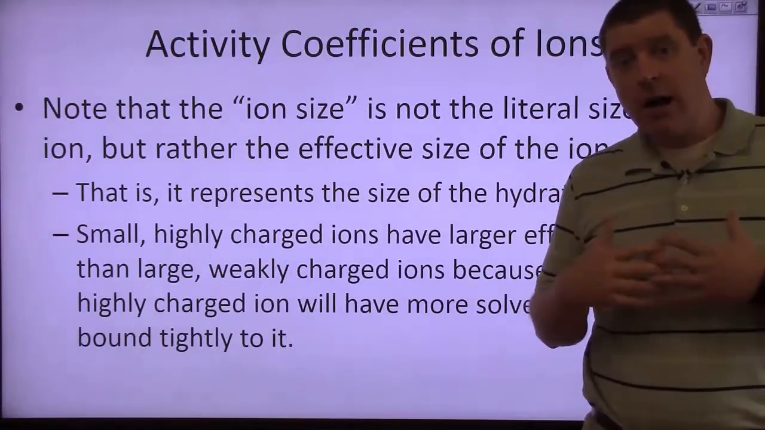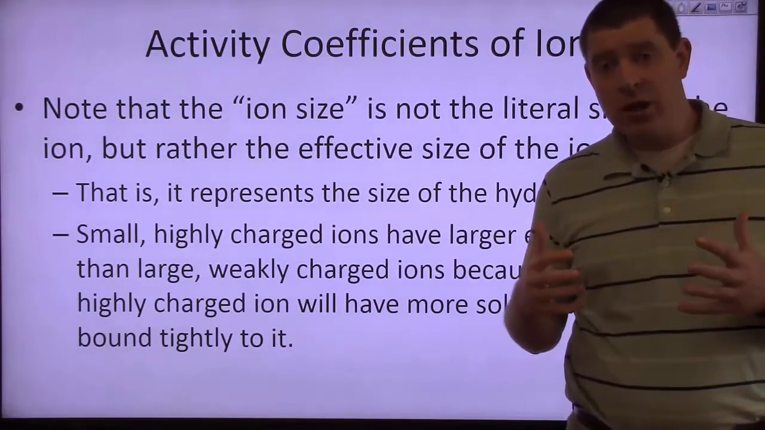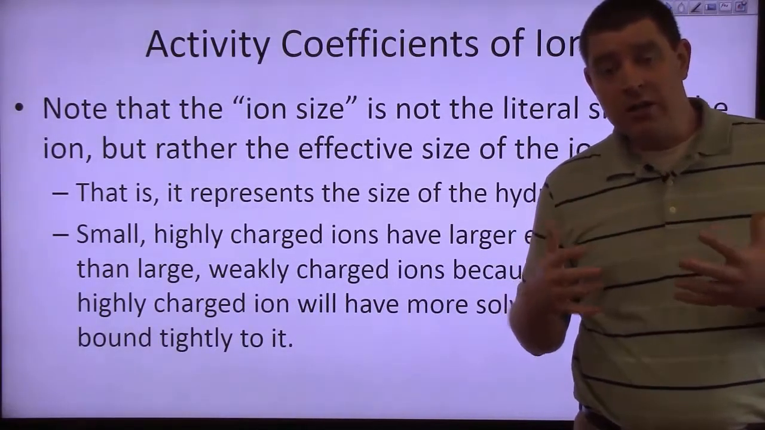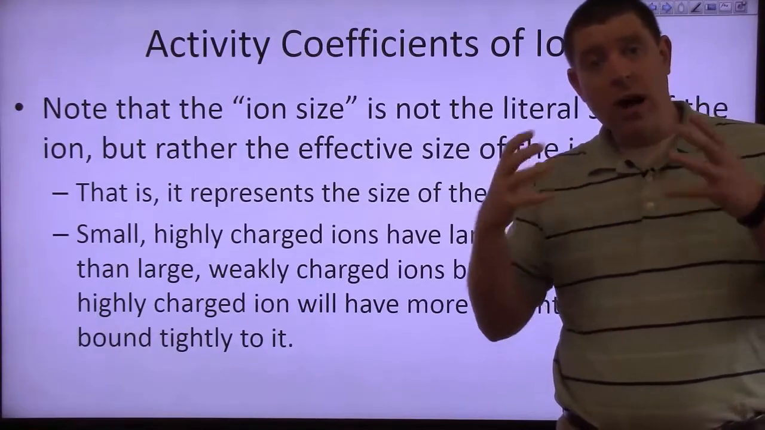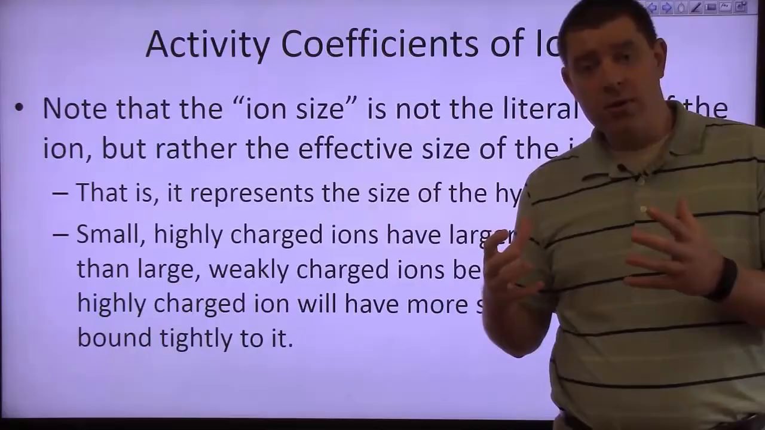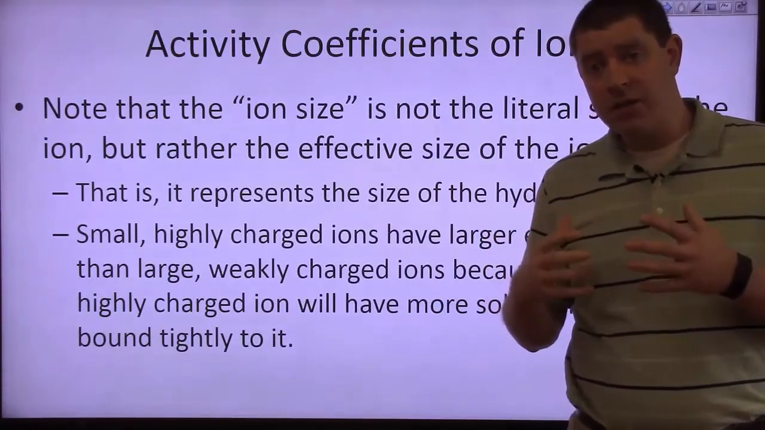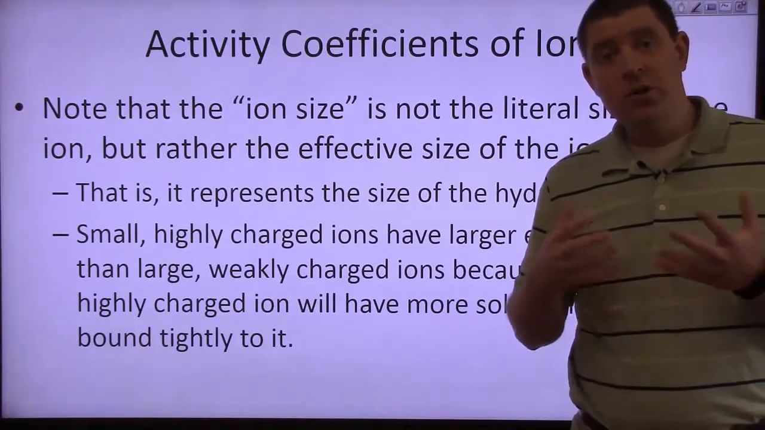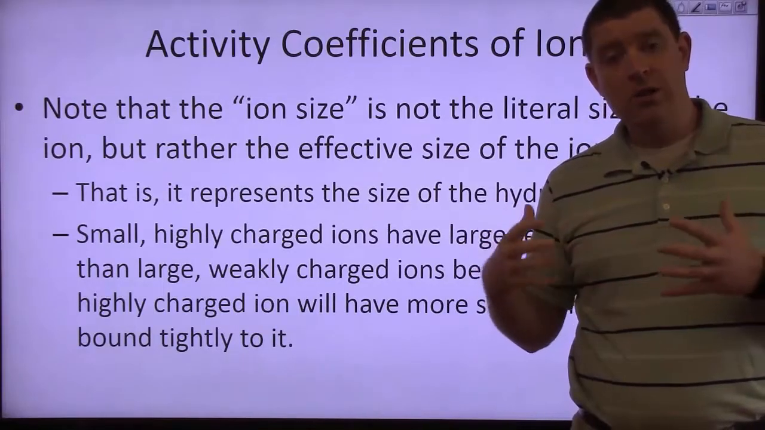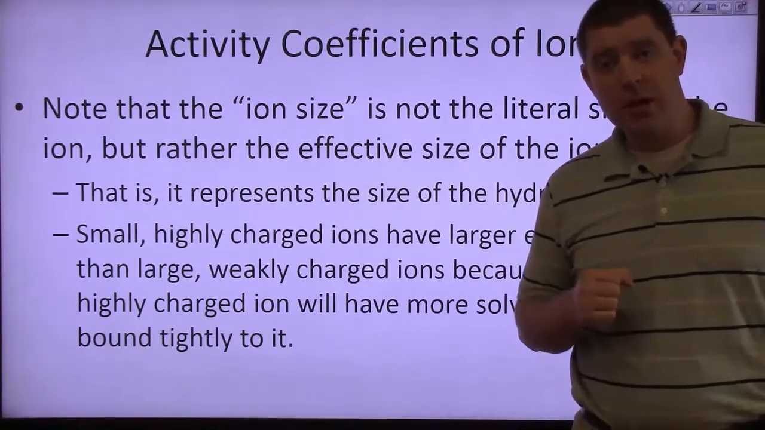So something like a hydrogen ion, which is just a single proton, that has a literal size that's quite small. Remember that a hydrogen ion in water will complex with a large number of water molecules, and thus its effective size is quite large. Whereas a much larger ion has a much smaller effective size because it's unable to complex with nearly as many water molecules.